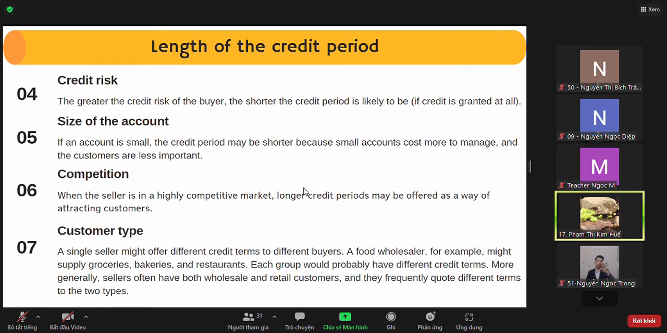The last one is customer type. A single seller may offer different credit terms to different buyers. A food wholesaler, for example, may supply groceries, bakeries, and restaurants. Each group would probably have different credit terms. More generally, sellers often have both wholesale and retail customers, and they frequently quote different terms to the two types.